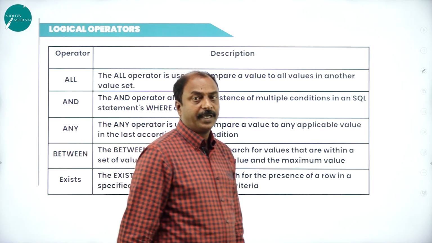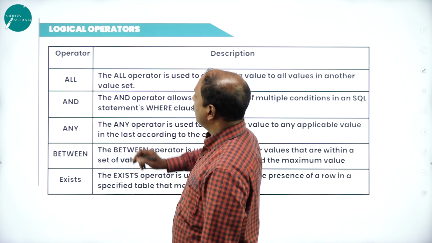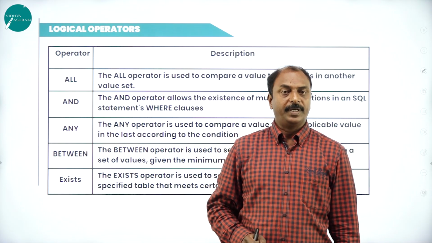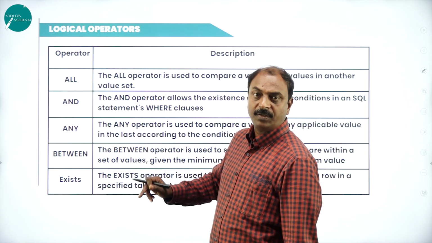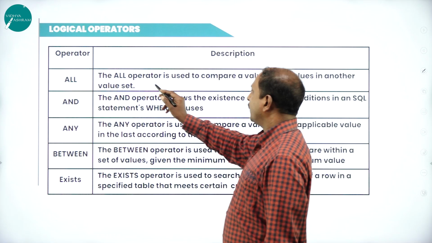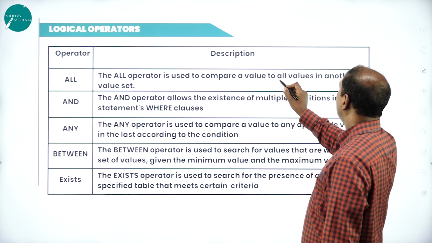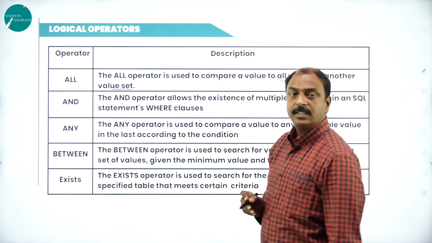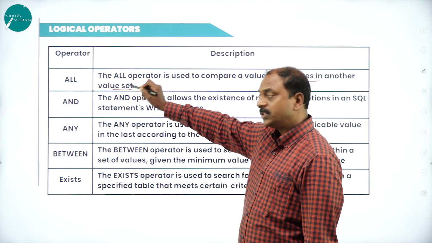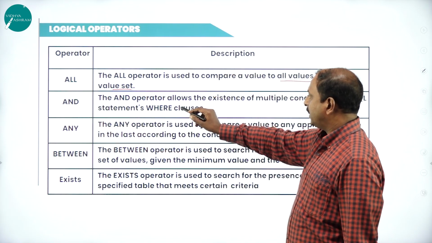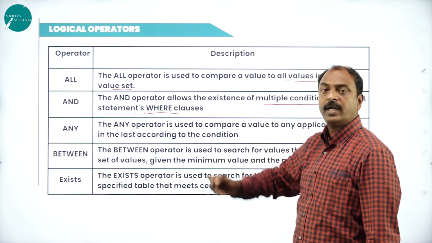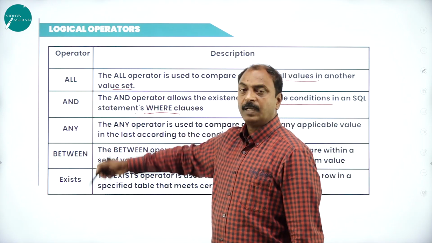The next one is logical operators. If you remember, in C++ we learned AND, OR and NOT as logical operators. But here in SQL, in addition to these, we have a few other operators. One is ALL. The ALL operator is used to compare a value to all values in another value set. The AND operator allows the existence of multiple conditions in an SQL statement's WHERE clause. Here also we have to use the WHERE clause along with different types of operators.